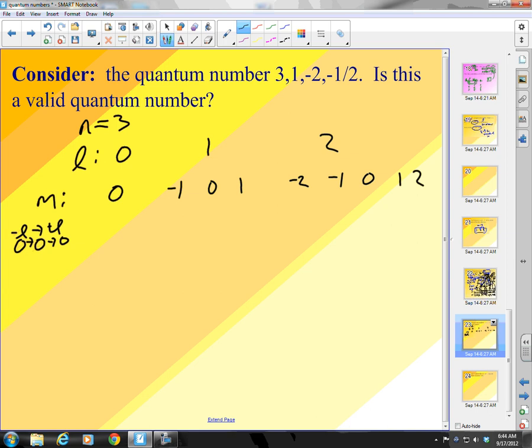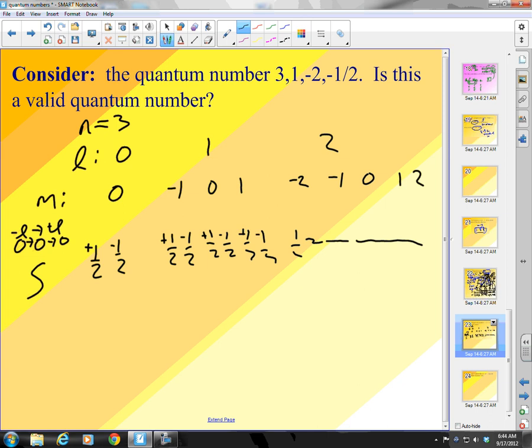What are my values for s? That's easy, right? Positive 1 half, negative 1 half. Positive 1 half, negative 1 half, for each one. All those are positive 1 halves, all those are negative 1 halves, okay? Good. So you just pretend these are all positive 1 halves, negative 1 halves.